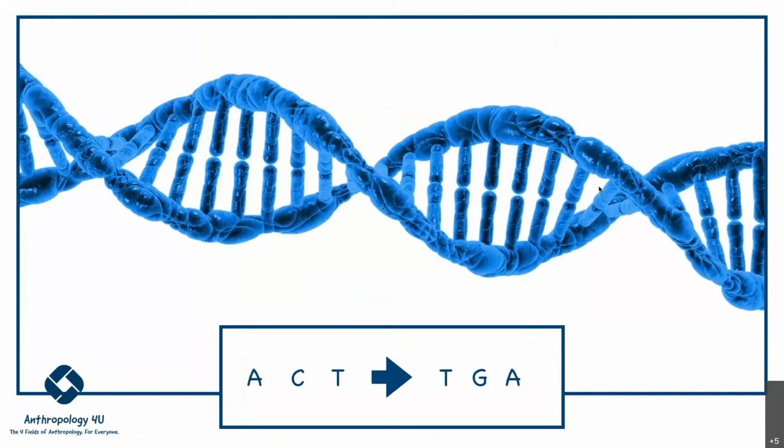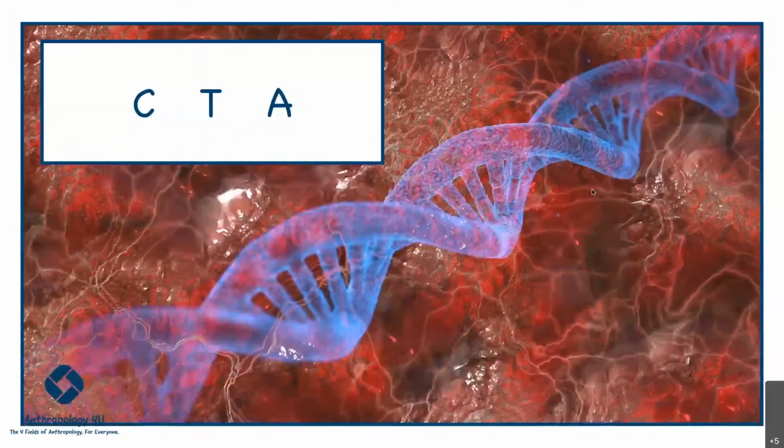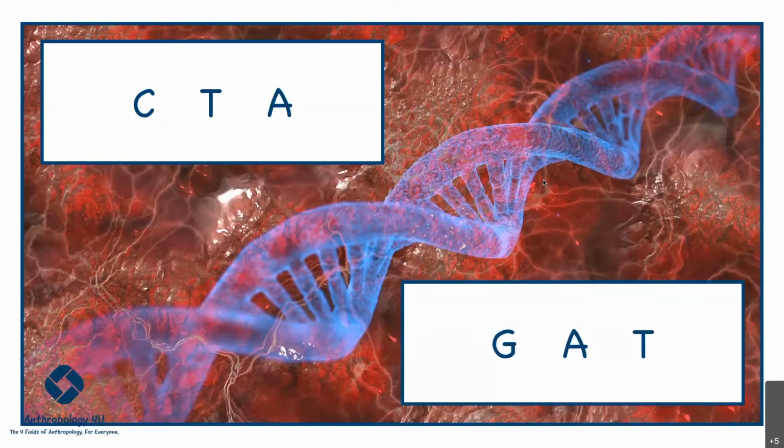So if one side of the ladder goes A, then C, then T, then the other side would be T, then G, then A. Now, say you have one side of the DNA ladder that is C, T, A. What do you think the other side would be? Go ahead and take a guess and type your answers into the chat. If you said G-A-T, then you are right.